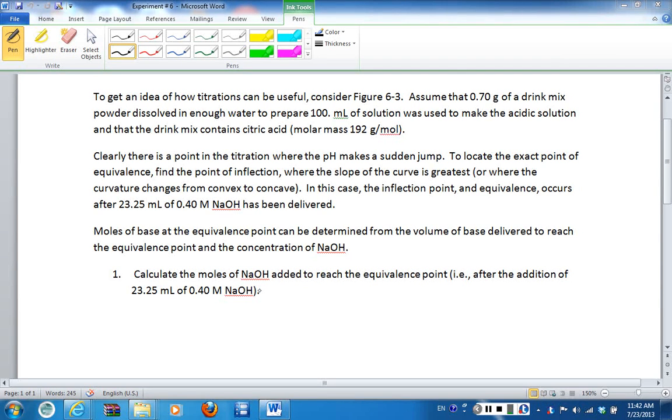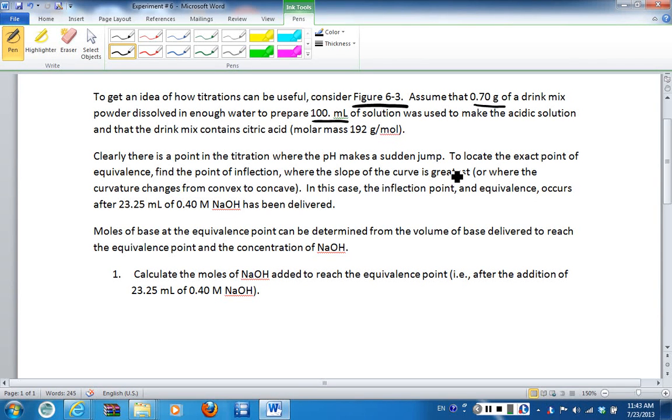So the pre-lab questions for today are going to look at determining the concentration of citric acid and also expressing it as a percent composition. If you look at the problem, in your lab manual you'll see that there is actually a diagram, figure 6.3. If you look at this, what it says is that you have tested a 0.7 gram amount of drink mix, and you have dissolved it in enough water to make 100 mL of solution. So from this, you have a concentration of drink mix.